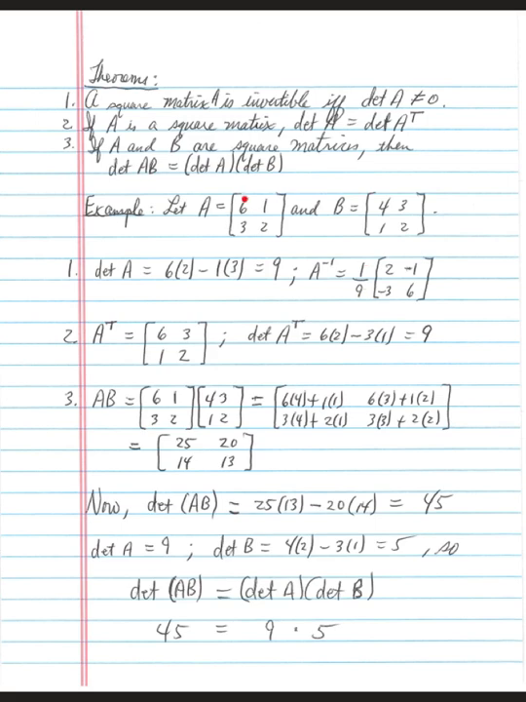Swap your main diagonal, so 6 and 2 change places, and the other diagonal you negate, change their signs. The transpose of A: column 1 becomes row 1, column 2 becomes row 2. The determinant of this transpose is 12 minus 3, which is also 9. And that's just back up here at number 2, where the determinant of a matrix and the determinant of its transpose are equal.